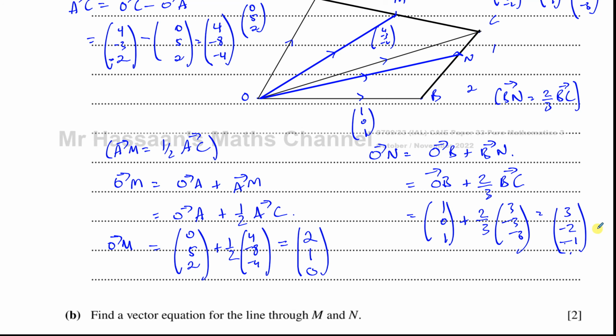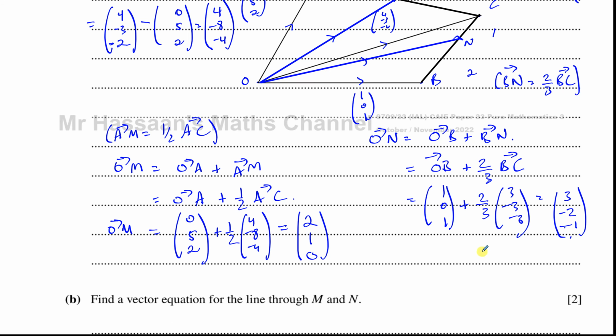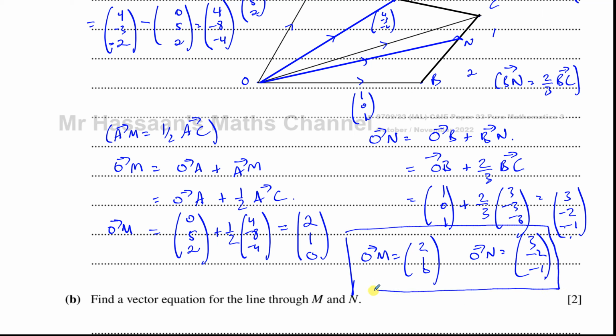So here we have our answer for O to N. We can say O to M is 2, 1, 0, and O to N is 3, -2, -1. And those are the two answers here to part A of this question.